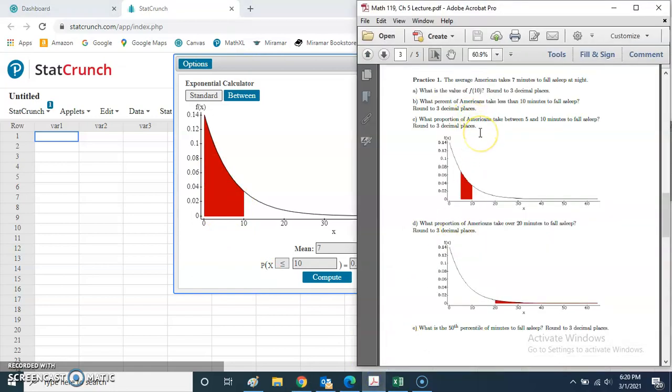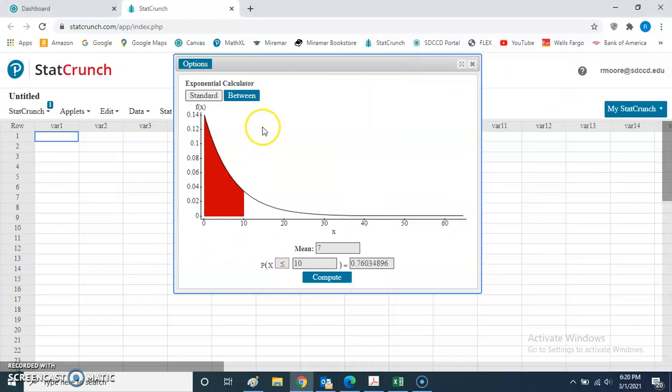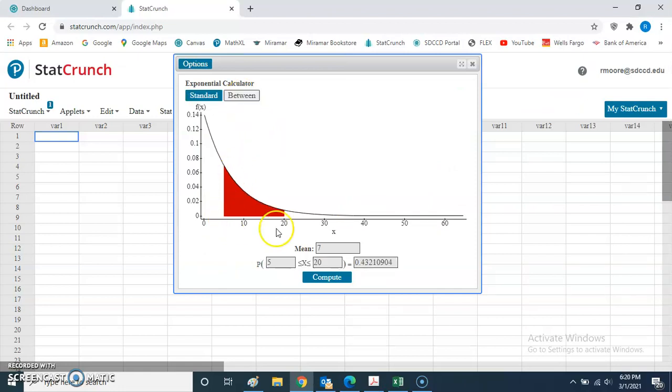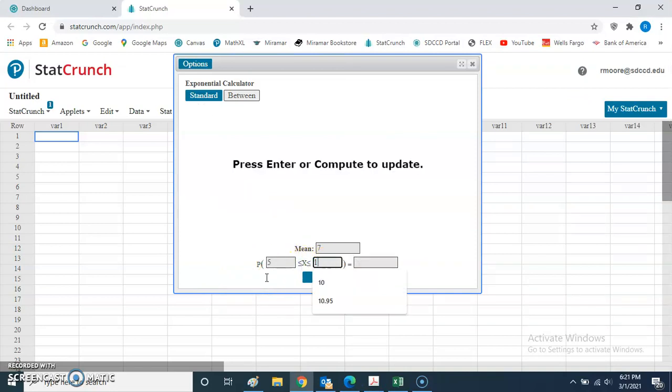Part C, the proportion that take between 5 and 10 minutes. Ooh, okay, now we get to use the between. So when we want between two values, obviously we're going to select the between. Our mean is still 7, okay? What were those numbers again? Between 5 and 10 minutes. Okay, so we're going to go here. Actually, coincidentally, it's already got 5 there for us. We're going to put 5 is less than or equal to x is less than or equal to 10, and that's what we want to do.